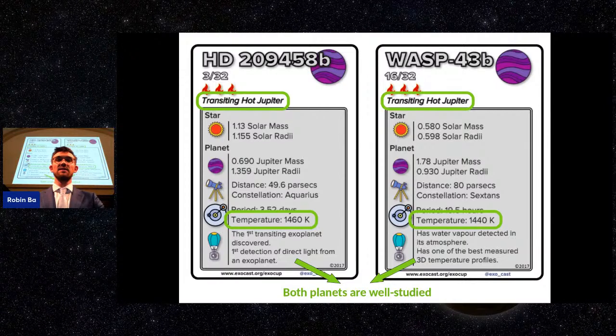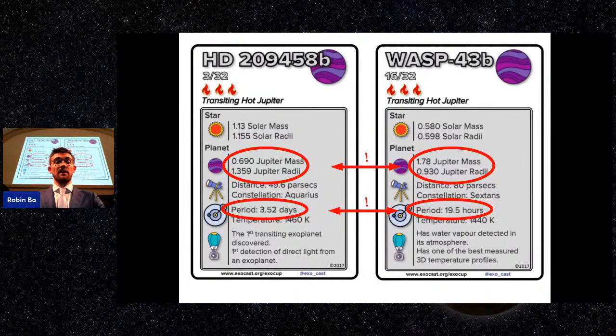There are also some differences between the two planets, and these differences are mainly here, where HD 20 has a mass that is lower than that of Jupiter, but a radius that is higher than that of Jupiter. So it's actually quite fluffy, so to say, and the gravity is rather low, and it's not very dense. Whereas WASP-43b is the opposite. It has a mass that is almost twice the mass of Jupiter, and a radius that is a little bit smaller than that of Jupiter. So this one is very dense.